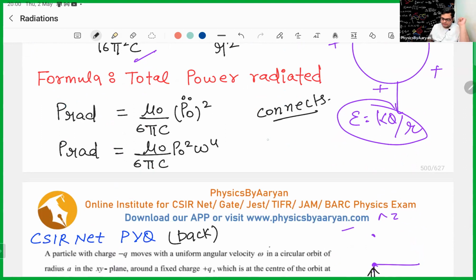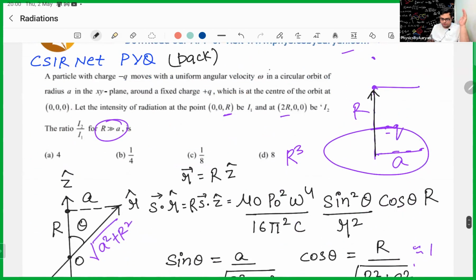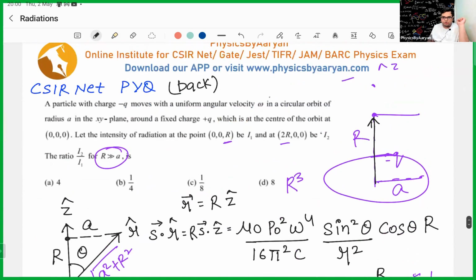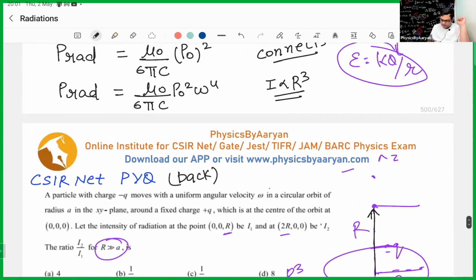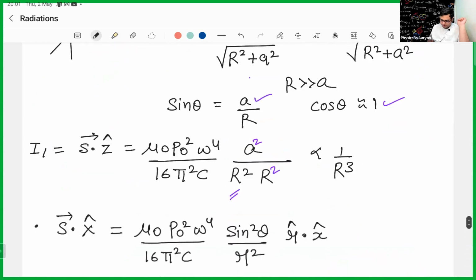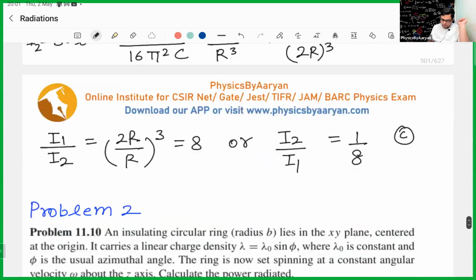Everyone says you will directly see that intensity depends upon R cube, but no one has given the reason why intensity depends upon R cube. So I was trying to build the reason for that. We will come back to this question again tomorrow. For now, let's stop for this question and move to the next question. Tomorrow we will come to this.